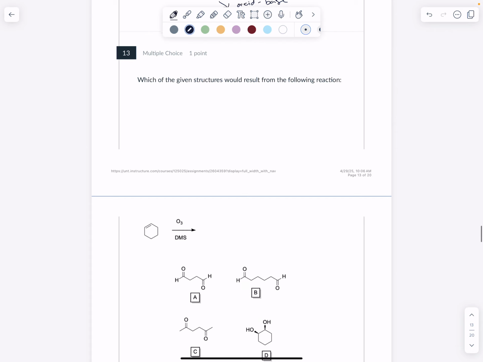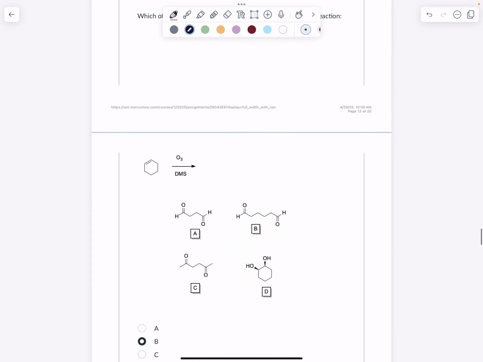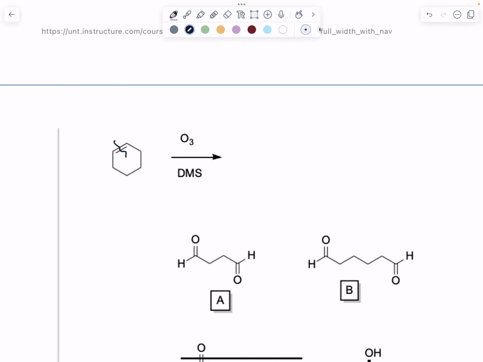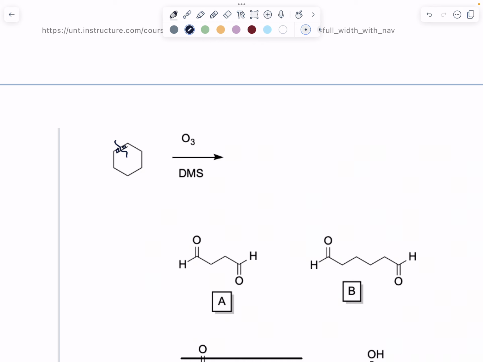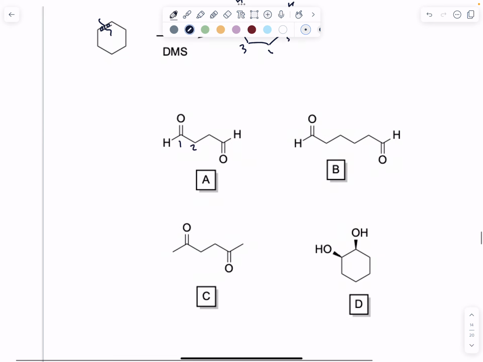Which of the given structures would result from the following reaction? So O3 with DMS, that's just going to cleave that double bond and add an oxygen on either side. Let me make sure I don't have too many carbons, because sometimes I worry about that, so sometimes I'll just draw it like this, and then draw the rest of it, even though it looks weird. 1, 2, 3, 4, 5, 6. And then over here is an aldehyde, and that doesn't change. And so we need a 6-membered carbon chain. 1, 2, 3 carbon chain. 1, 2, 3, 4, 5, 6.